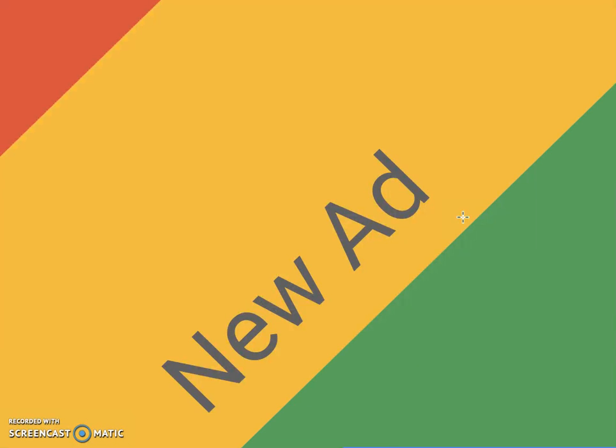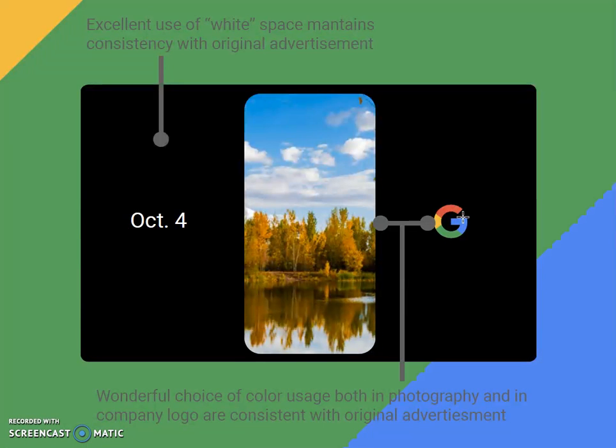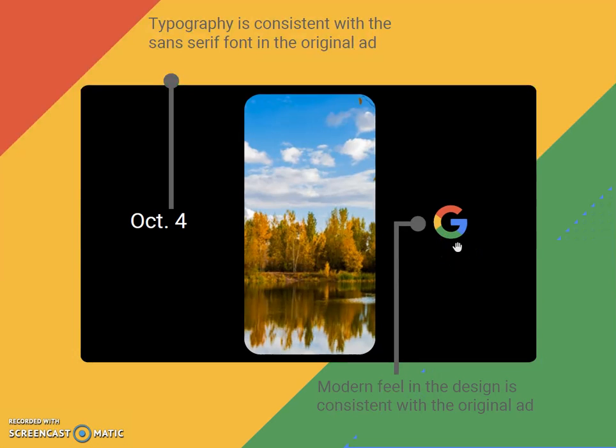So for the creation of my new ad, I maintained the theme and created a black background in Illustrator with a simple white sans serif text here and with the same outline, and put in a photo of my own. It's obviously in the same theme and obviously the same company here, and the wonderful color usage in both photography and company logo maintain the consistency with the original ad.